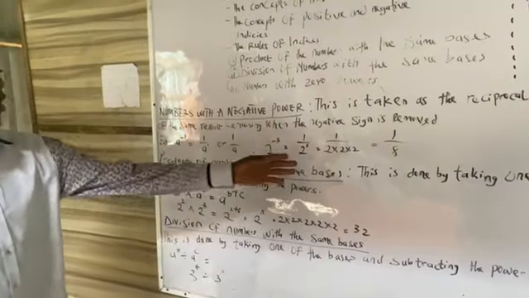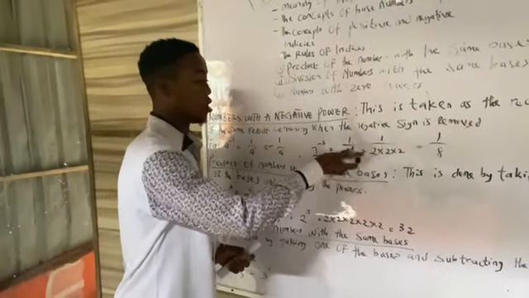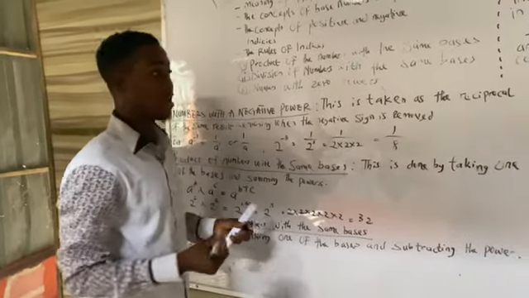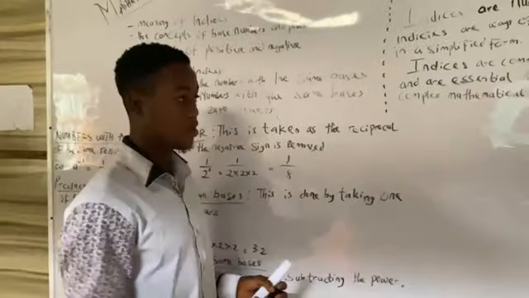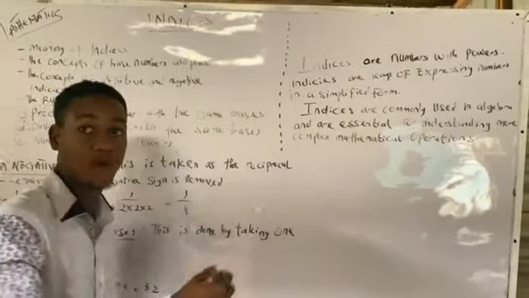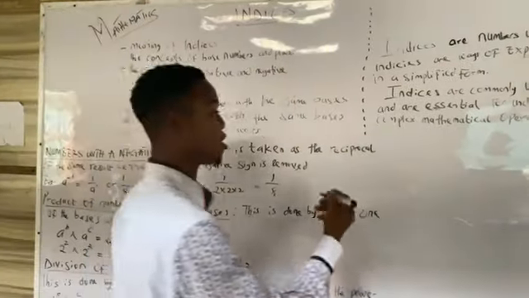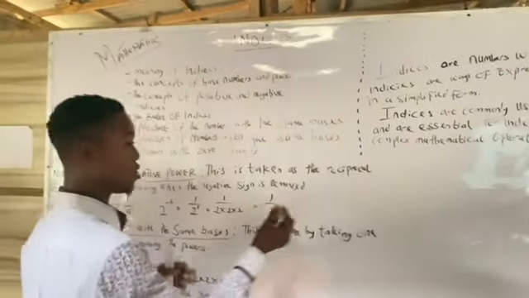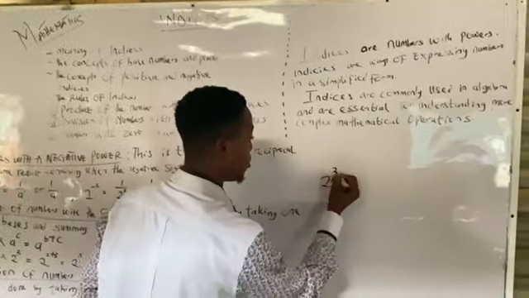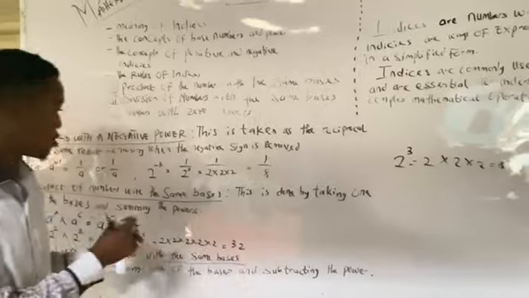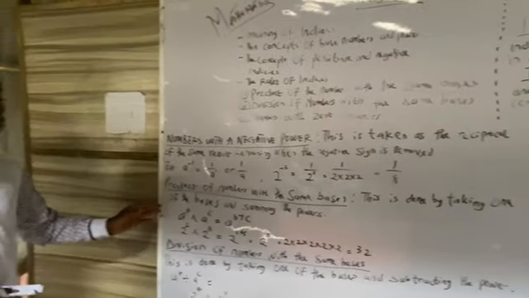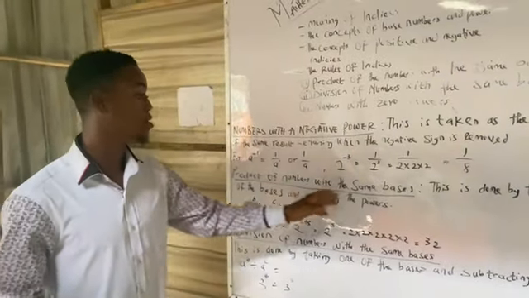Now you may ask me, how did I solve to get 1 over 8? Like I said, indices are numbers with powers. And how do we solve it? Anything raised to the power of a number means you're multiplying it by itself. For this one, which is 2 power 3, it means 2 in 3 places, which is 2 times 2 times 2. Which is 2 times 2, 4, 4 times 2, 8. That's how I got my 8 here. You are getting?